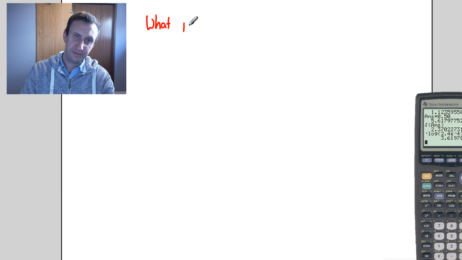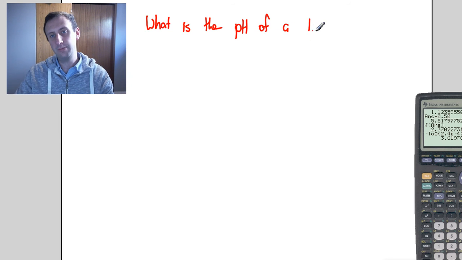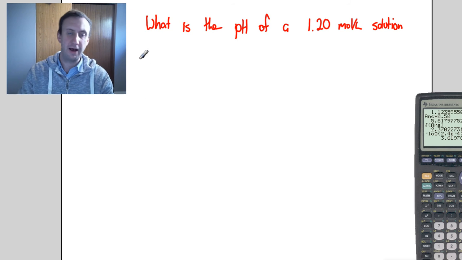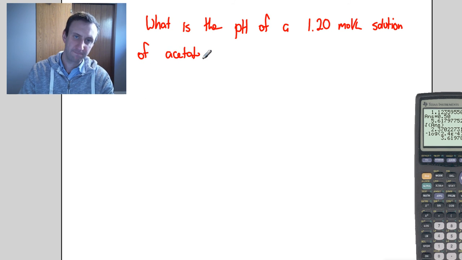What is the pH of a 1.20 mole per liter solution of acetate ion?